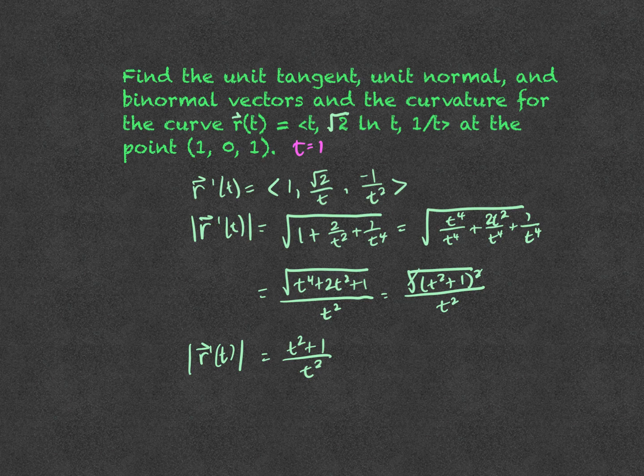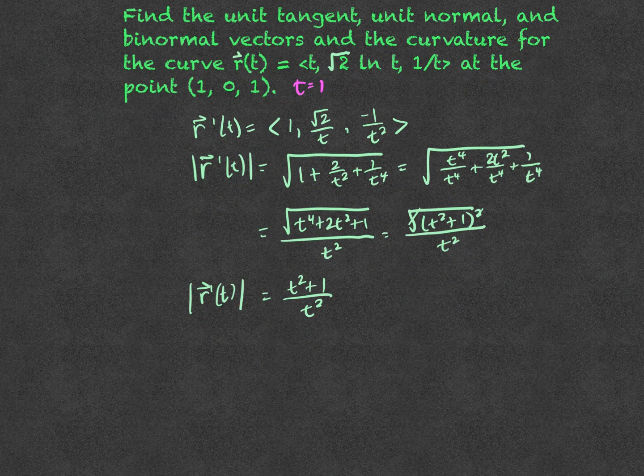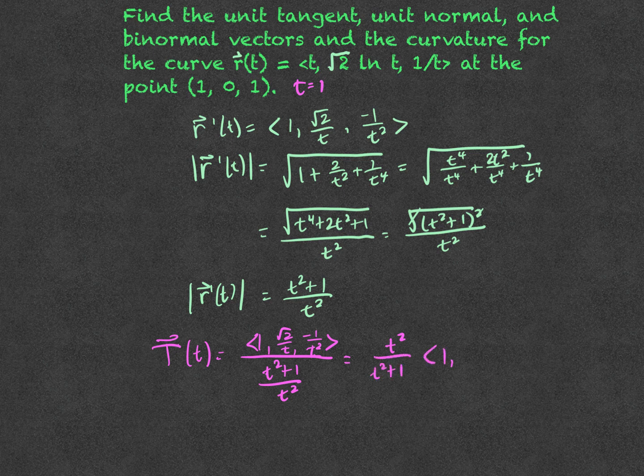All right, so then our unit tangent vector is T of t equals r prime of t, which is (1, square root of 2 over t, negative 1 over t squared), over the length of r prime of t, which is t squared plus 1 over t squared. So let's flip that complex fraction and say t squared over t squared plus 1. And then we have the vector (1, square root of 2 over t, negative 1 over t squared).